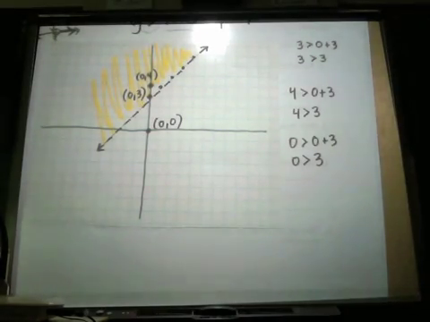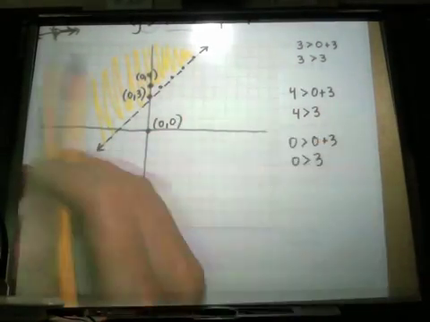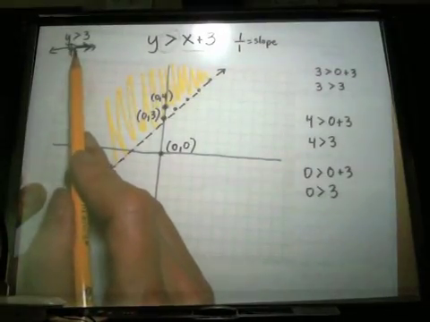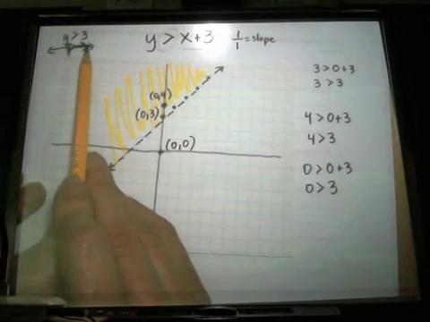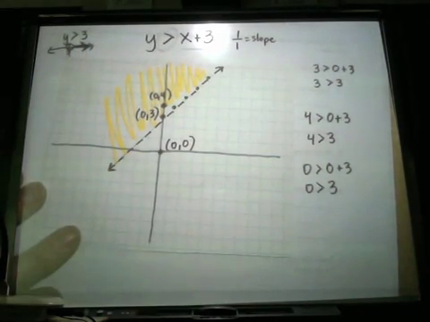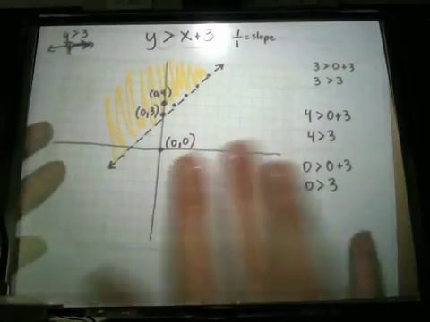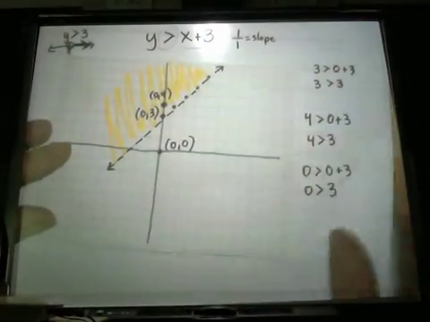So again, the dashed line is the equivalent of an open circle. The shading is the equivalent of this arrow that we would do on the number line to show all the solutions. So, I know it's a little confusing. Let me stop here and give you some steps to follow. So, step 1.